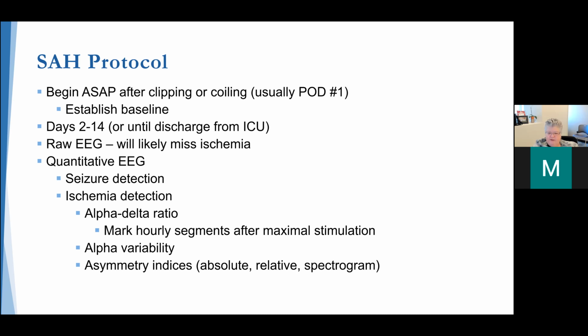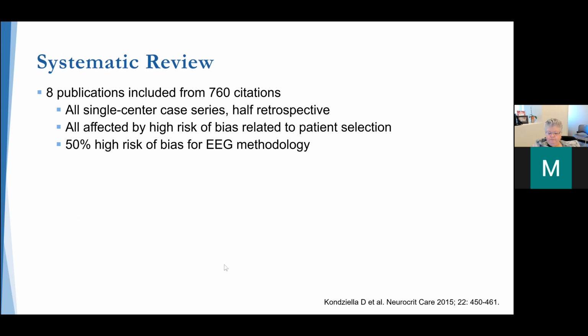The nurses stimulate the patients every hour, and our technologists mark the periods where the patient is being stimulated so that we can look at these successive segments and determine whether there's any change in the alpha delta ratio over time. And we use both, as I said, alpha variability, asymmetry indices, and the alpha delta ratio.